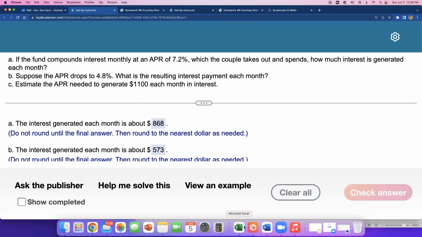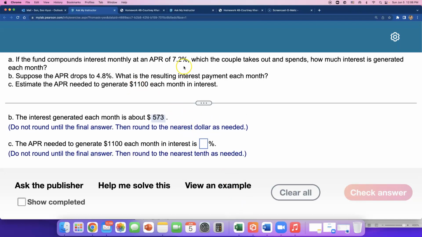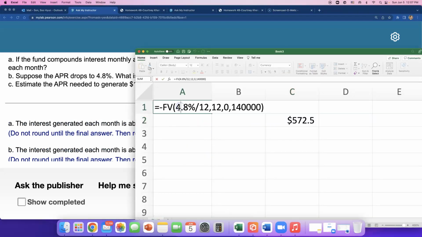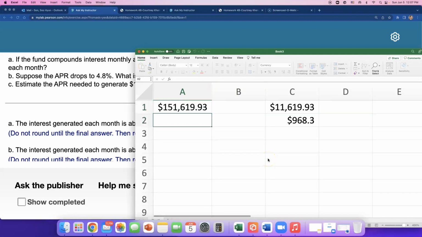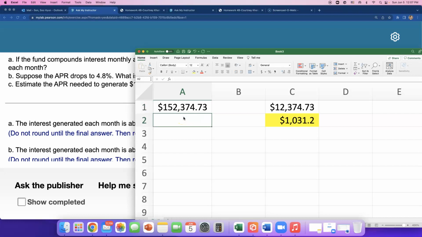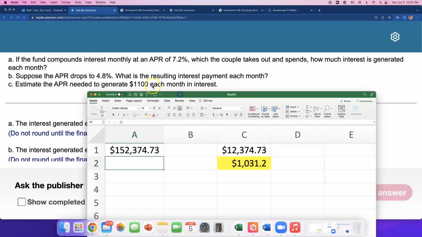I'm going to try to do this by guess and check, or just trial and error. 7.2% only gave them 868. So I know I have to go up on the interest rate. Let's make that maybe 8%. If the interest is 8%, will this couple have enough money? No. If the interest was 8%, this couple will only have $968.30. So I know the APR has to be higher. How about 8.5%? Oh, getting there, right? Because this couple wanted $1,100. I'm getting close there.